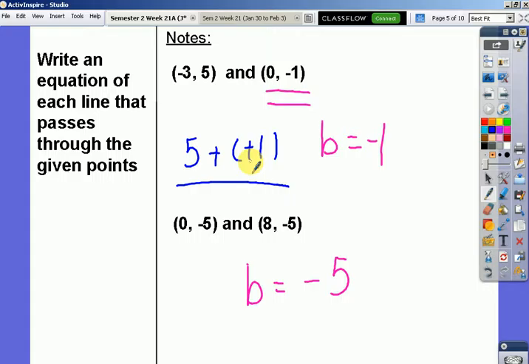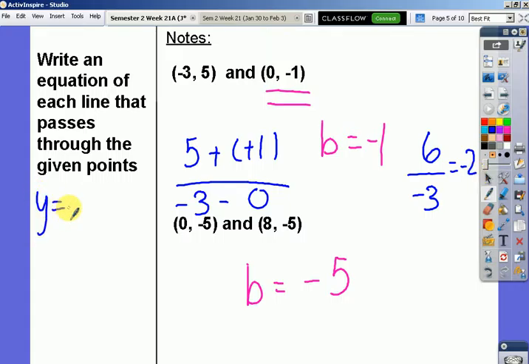So if I start with 5, what do I start with in the denominator? Negative 3 minus 0. So what's my slope? I have 6 over negative 3, which is negative 2. So my equation is y equals negative 2x minus 1, right?